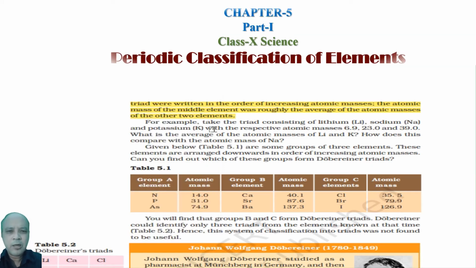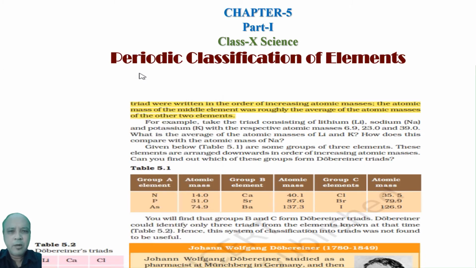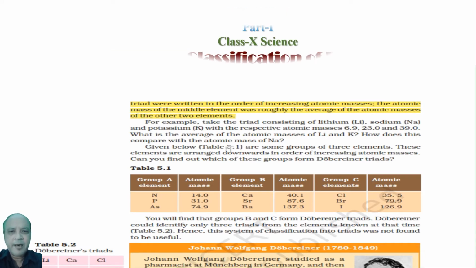22 point, what was that? 22.95. So if you take the average, we get 22.95, which is approximately equal to 23, which is the atomic mass of sodium. Okay, given below, table 5.1 are the groups of 3 elements.